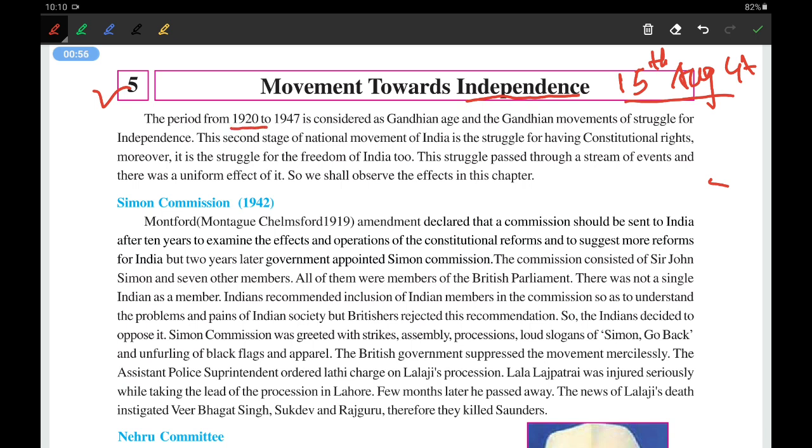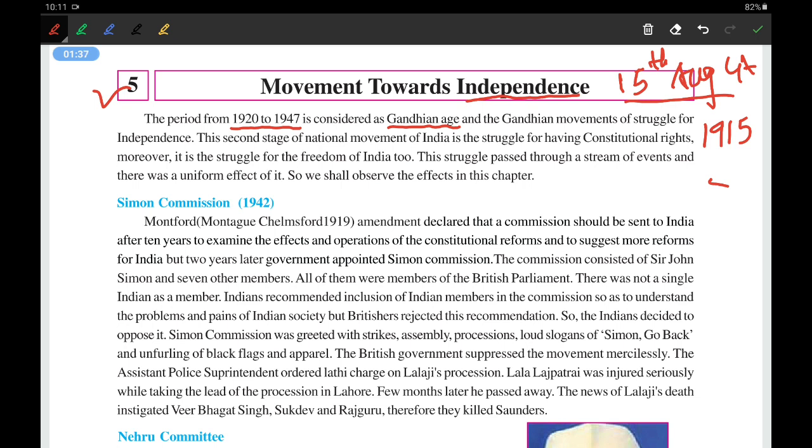The period from 1920 to 1947 is considered the Gandhian age. In Indian history, the period between 1920 and 1947 is known as the Gandhian age. Why is it known as the Gandhian age? Because this was the time when Gandhiji was the main hero, the main leader in the Indian national movement. Gandhiji came to India in 1915, and after that he almost dominated Indian politics and the Gandhian movement of the freedom struggle for independence.